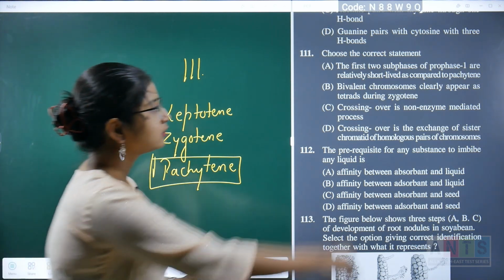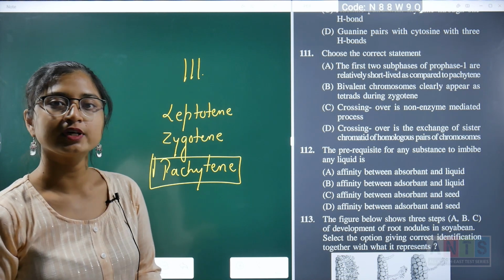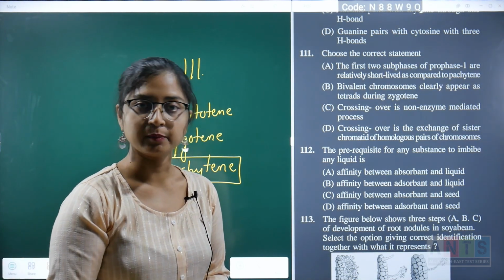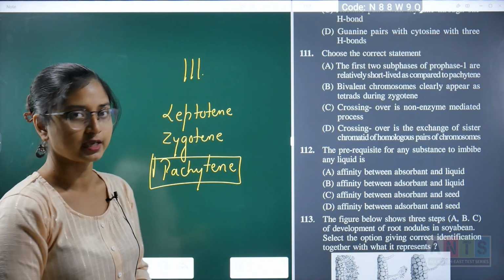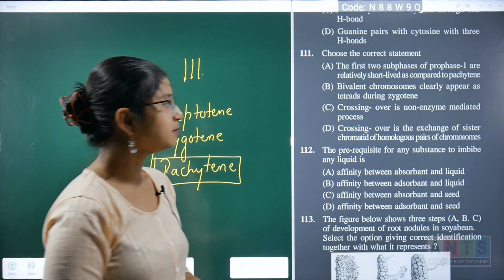When you cross-check, bivalent chromosomes clearly appear as tetrads during zygotene. तो जो भी paired chromosomes हैं, उनका जो tetrad वाला appearance हो रहा है, that is more pronounced in the pachytene, not in the zygotene. That statement is incorrect. Crossing over is a non-enzyme mediated process.